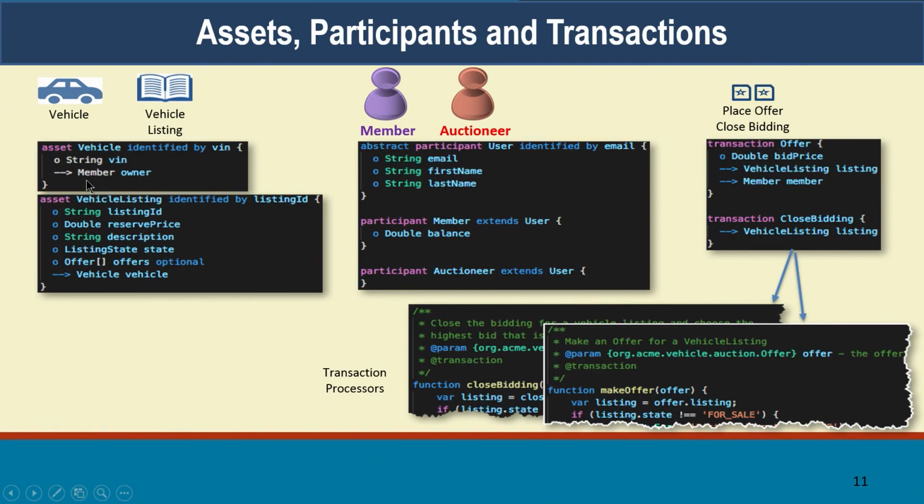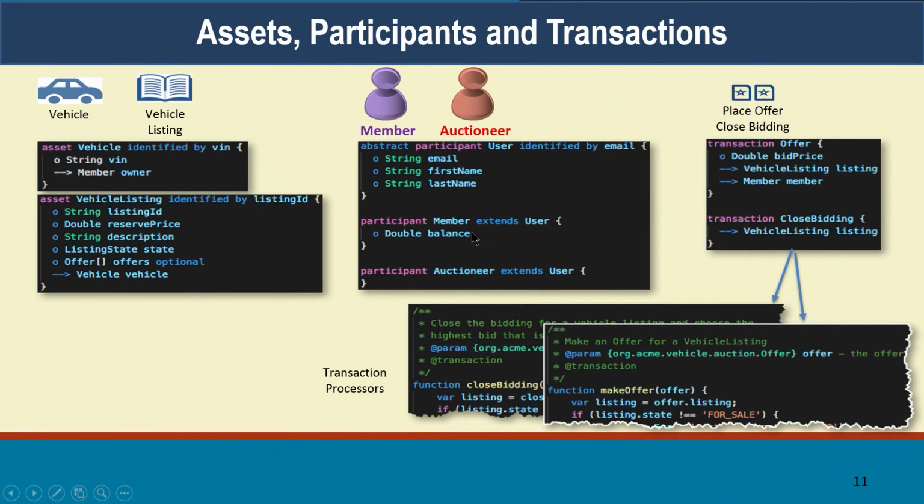So let's look at what member is, right? So member is a participant in the network. It's a special kind of participant that we are defining. So first we have defined this abstract participant that has properties of email, username, first name and last name. And the member is an extension. So this extends is standard inheritance terminology.